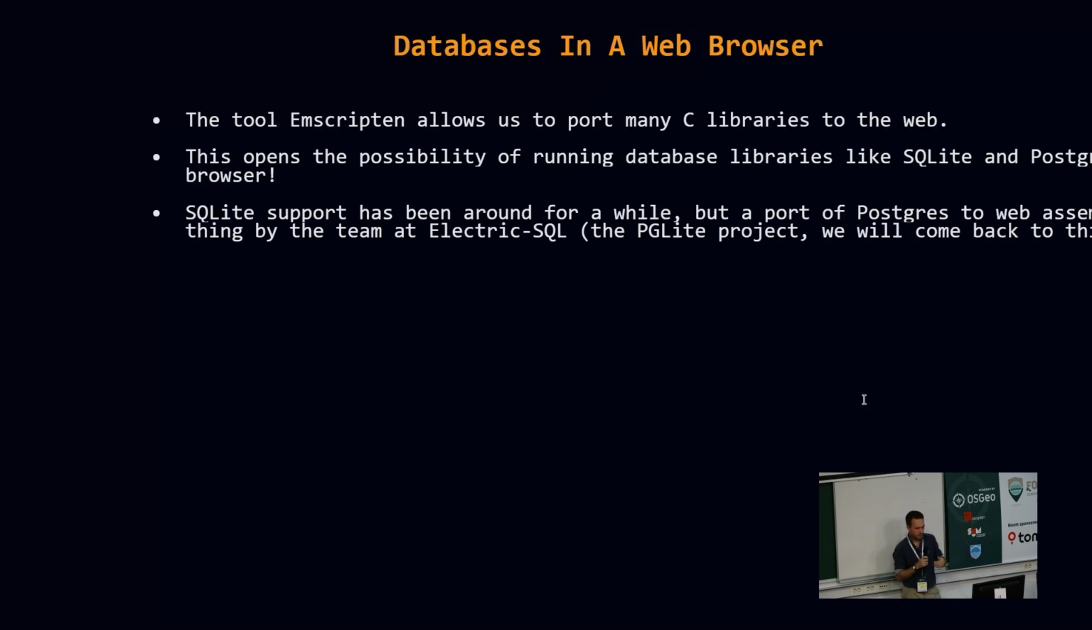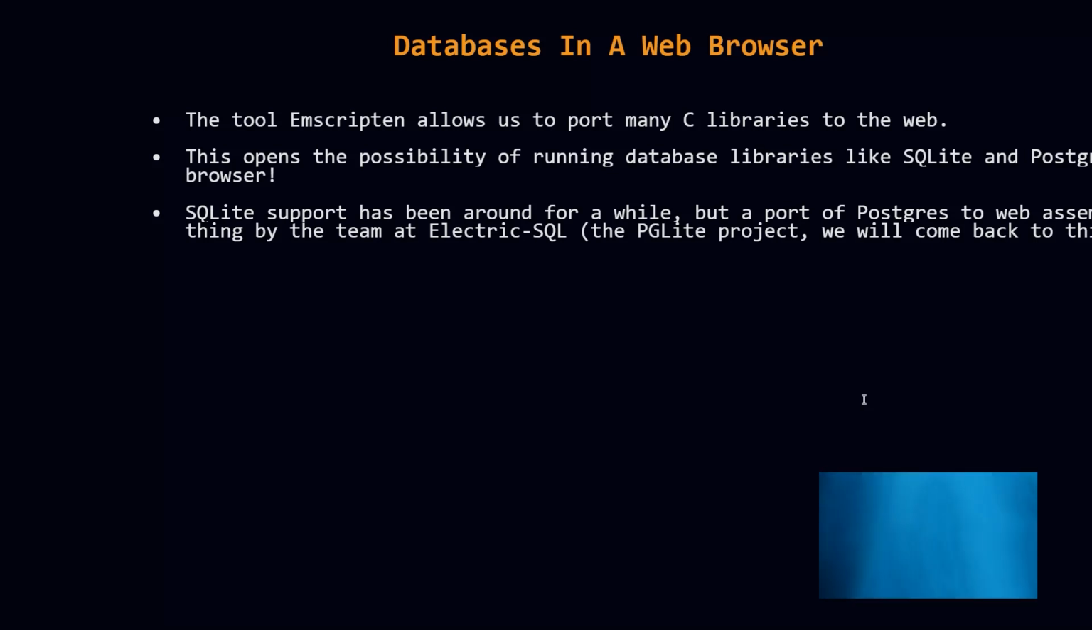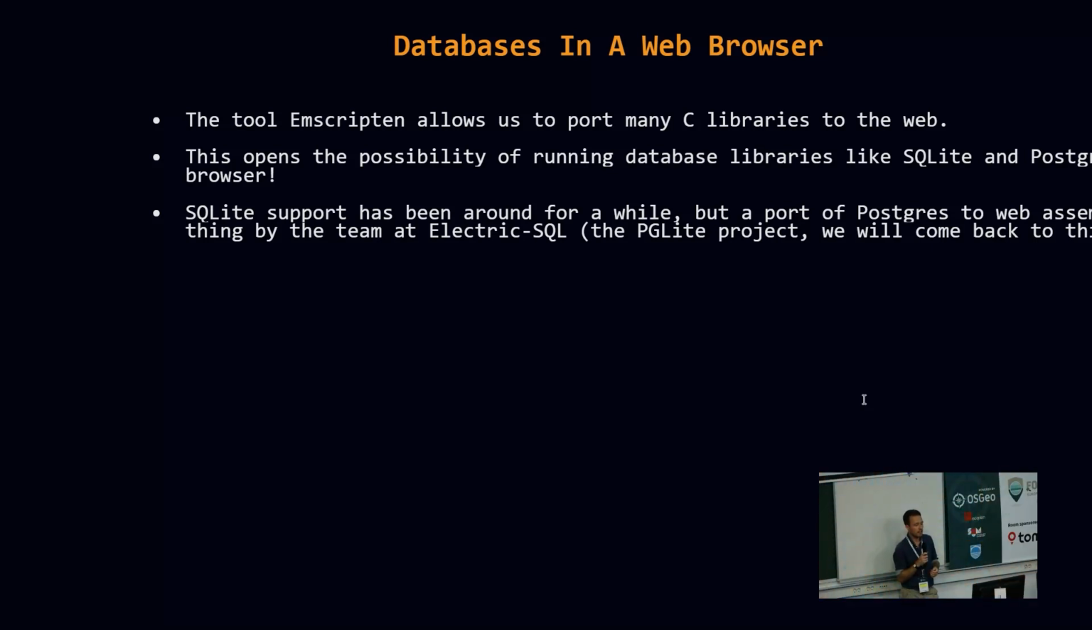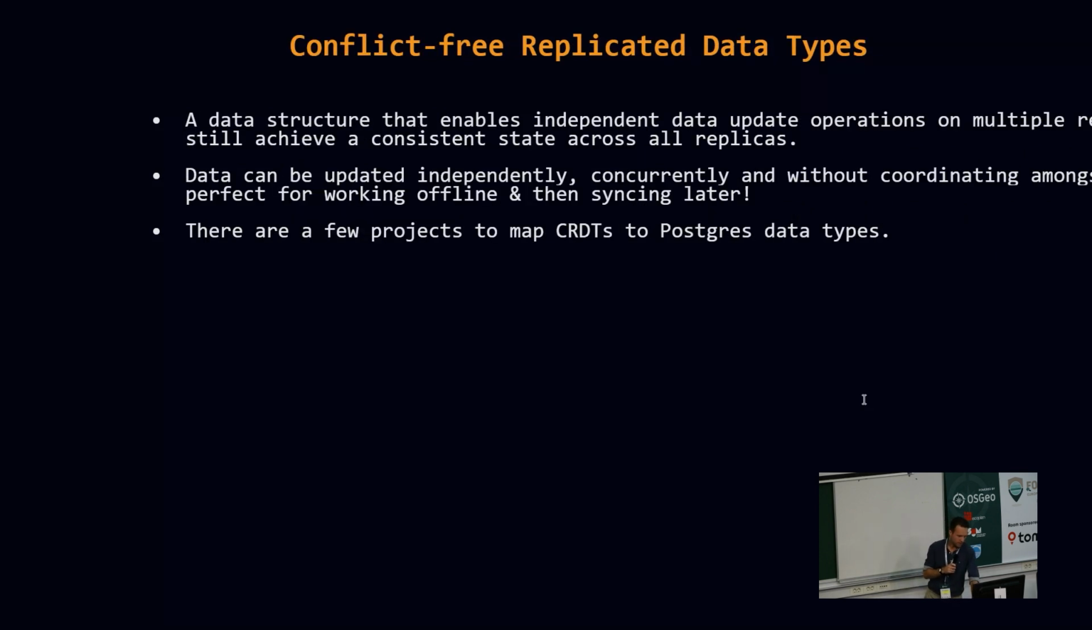Databases. So this is exactly what I'm just describing here. A tool called Emscripten allows you to compile C libraries into WebAssembly and potentially port many of these existing, very stable, mature technologies that are available in C to run them directly on your web browser. So SQLite has been supported for quite a while in this way. Postgres is quite a new venture for this. There's a team at Electric SQL that are developing a project called PGlite that I'll talk about in a few slides.